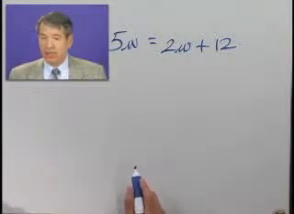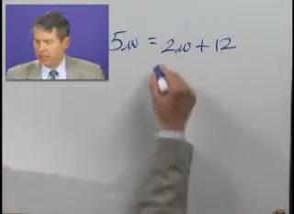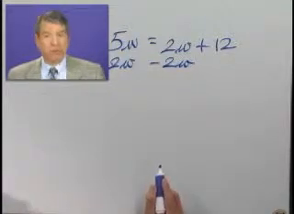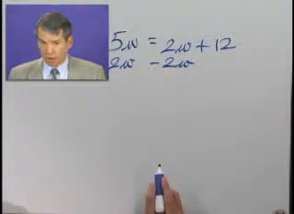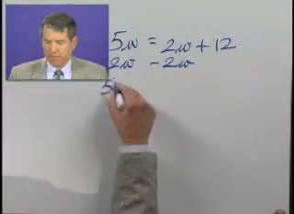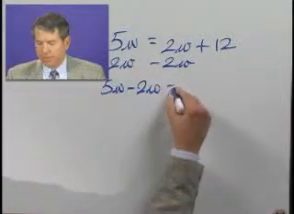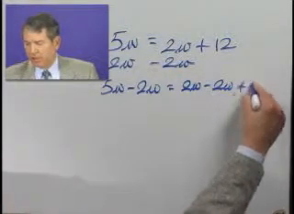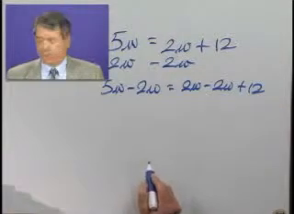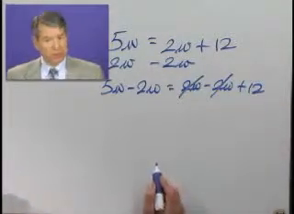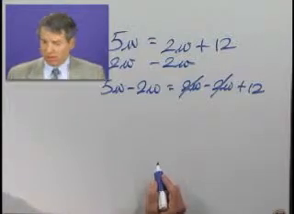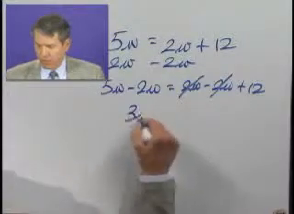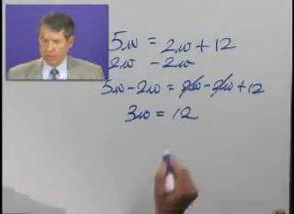Well, it seems to me the simplest way to get the w's together is to subtract the smaller number of w's, 2w, from both sides using the subtraction property of equality. Here I have 5w minus 2w, and on the right-hand side, 2w minus 2w plus 12. You know what happens here. The 2w's subtract, leaving you with nothing. 5w minus 2w, when you subtract the coefficients, you get 3. I've got 3w, and that equals 12.